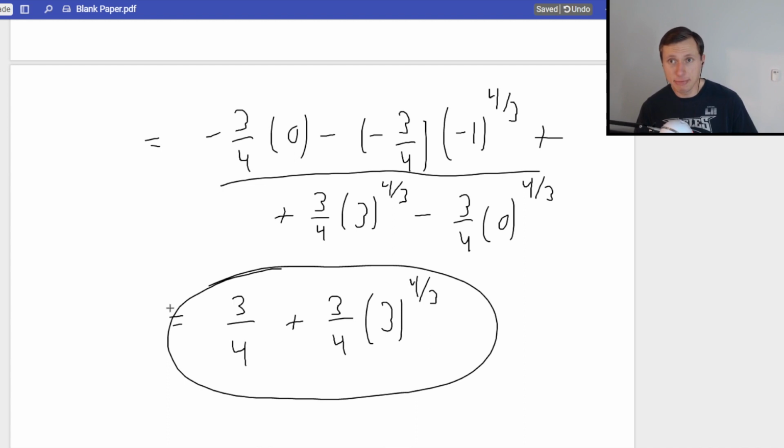If this was a definite integral, in other words, I don't care about the positive and negative and forcing half of it to be positive when it should be negative, our answer would be -3/4 plus 3/4 times 3 to the 4/3. But again, since I'm asking for area, that first region, we force it to be positive, so we put that extra negative in there to flip it. Any questions on that?